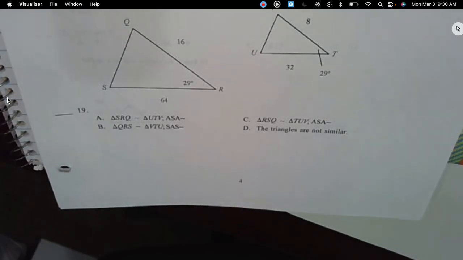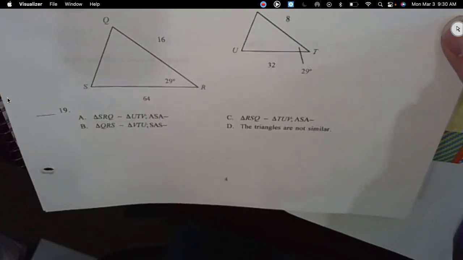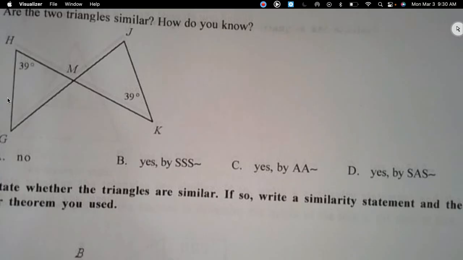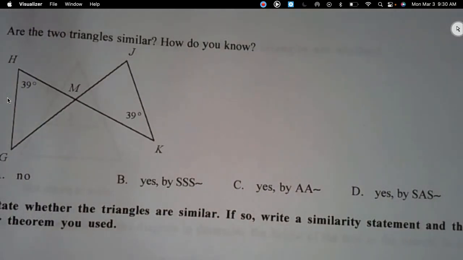Our next one looks like number 17. So this one says, oh, sorry, hold on. Right there. Are the triangles similar? Again, same question. How do you know? So these two angles are 39. What's another one you know? Those are vertical angles. Those are equal. So if you know two of the angles, then what do you know about all three of them? They're all congruent to another angle. So the triangles are similar.